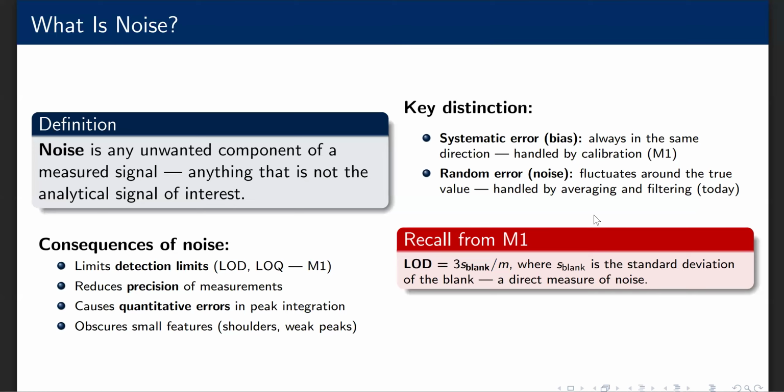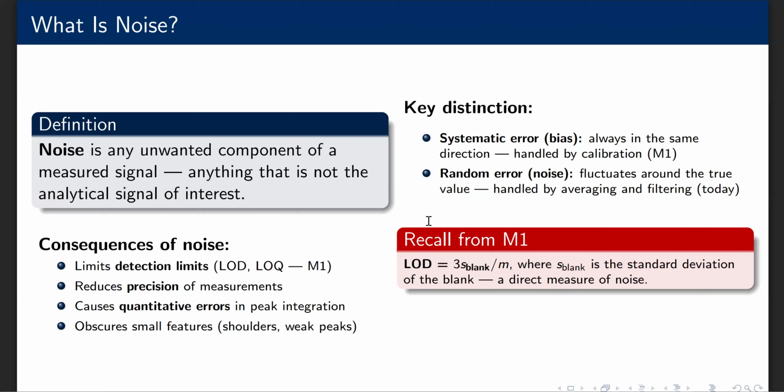It limits your detection limits. Remember back in module 1, when we were considering the limit of detection, which was defined as 3 times the standard deviation of the blank, divided by the slope. So noise is that standard deviation of the blank, okay? So that's where we're building from. So this is going to be something we have to consider. It's going to reduce our precision. It's going to cause errors in peak integration and obscure weak features.